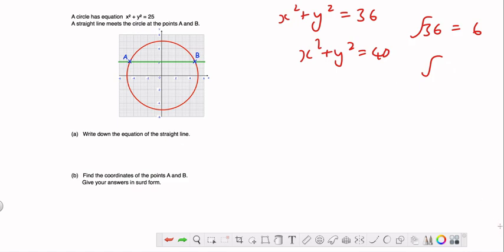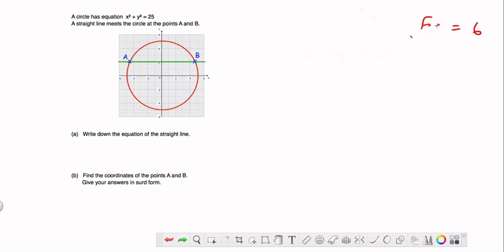Right, to answer the question now, I need to write down the equation of a straight line. The equation of the straight line is pretty straightforward. As you can see there, it's going through A and B. Or to be more precise, something more useful, you can see that green line goes through 2 on the y-axis.